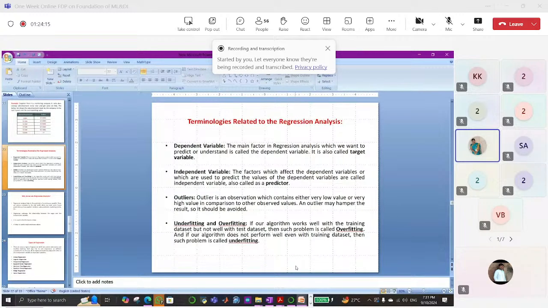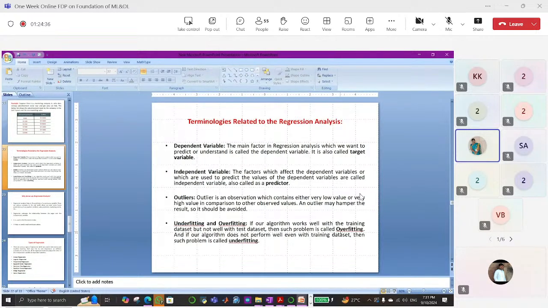Whereas underfitting means our algorithm does not perform well even with the training data set, then such a problem is called underfitting. Okay, so in terms of a large data set, suppose you consider a large data set, and the training works well, so that is overfitting. Otherwise, if the algorithm does not perform well with the training data set, this is underfitting. So this terminology is required before moving to logistic regression: dependent variable, independent variable, outliers, and underfitting and overfitting.